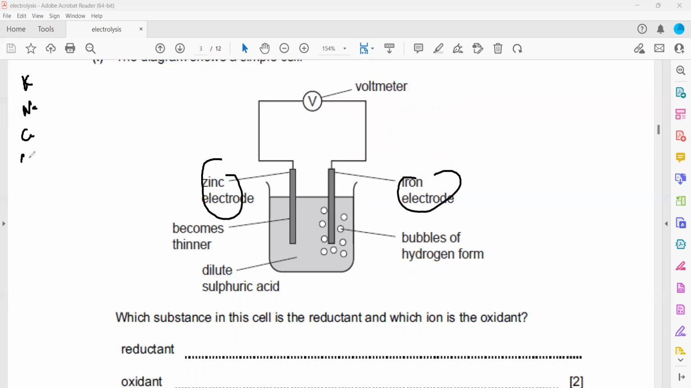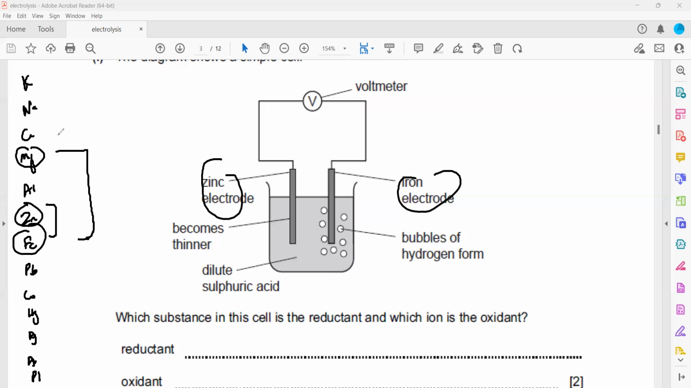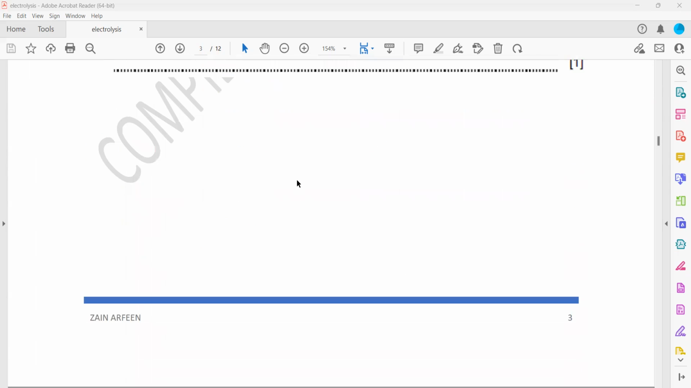sodium, calcium, magnesium, aluminum, zinc, iron, lead, copper, mercury, silver, gold, and platinum. So in this case, we are using iron and zinc, but I want to increase the cell voltage. So what I can do, I can replace the zinc with magnesium, or I can replace the zinc with calcium, or I can replace the iron with copper. So we can mention greater difference in the reactivity, high cell voltage or more voltage produced.